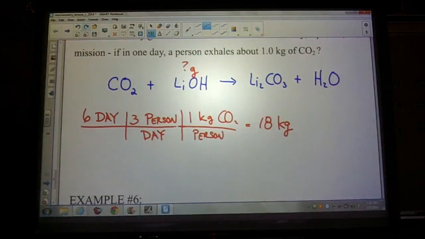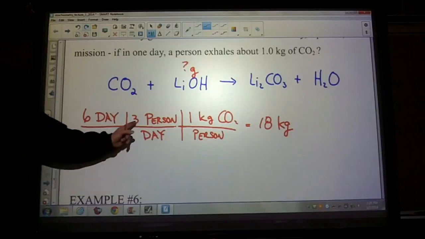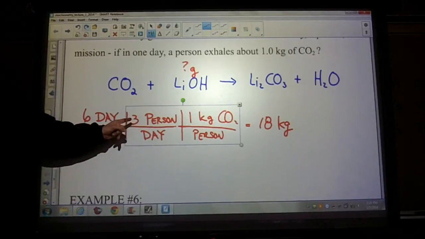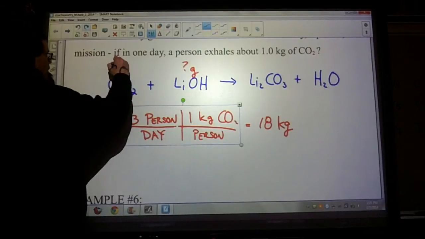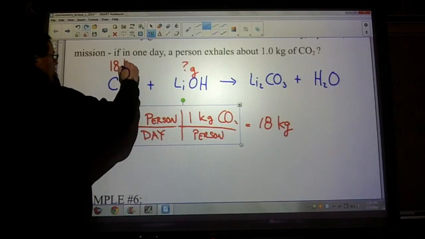In other words, what we don't want to do is say, oh, it's only for 3 days, and then have your crew dead at the halfway point, or not take into consideration everybody that's in the cabin and breathing. So in this case, we have 18 kilograms.